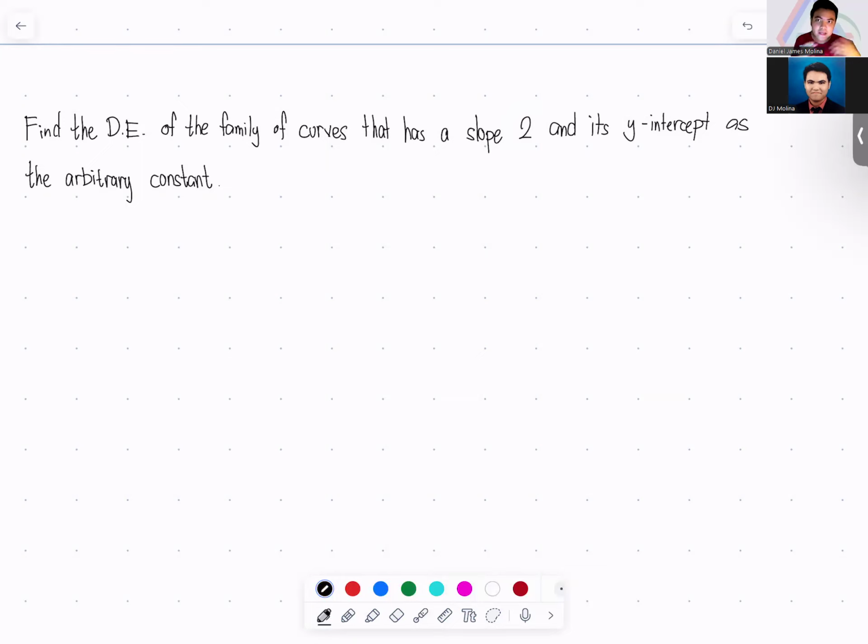If we are given a line with its slope and its y-intercept, of course, we'll be using the slope-intercept form, which is y equals mx plus b. That's the slope-intercept form, right? So since the slope is 2, our general solution is y equals 2x plus b. So b here is the arbitrary constant.